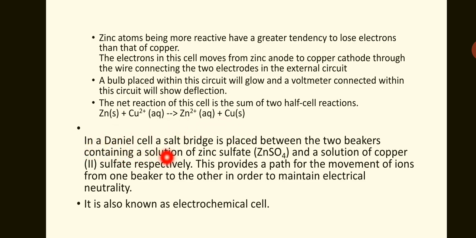Now in a Daniell cell a salt bridge is also placed between the two beakers containing zinc sulfate solution and copper sulfate solution respectively. What is the function of the salt bridge? It provides a path for the movement of ions from one beaker to another in order to maintain electrical neutrality. So the two functions of the salt bridge are that it completes the circuit and also maintains the electrical neutrality between the two beakers. It is also known as an electrochemical cell.